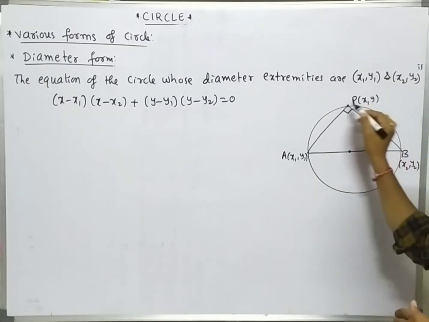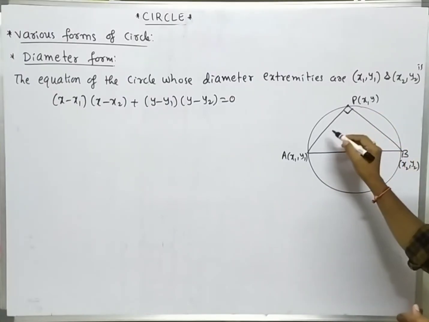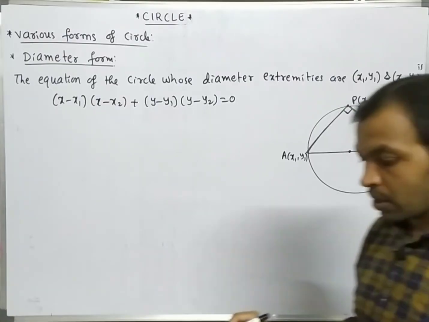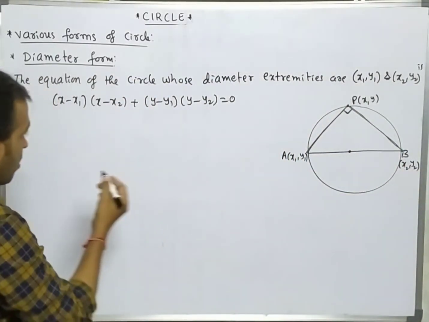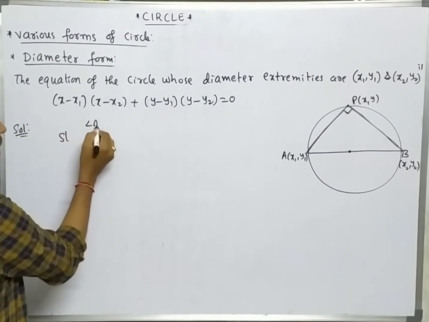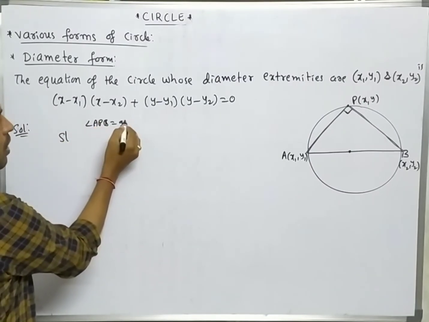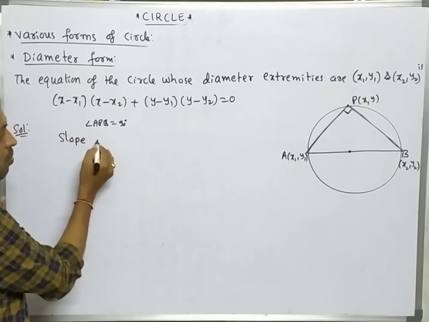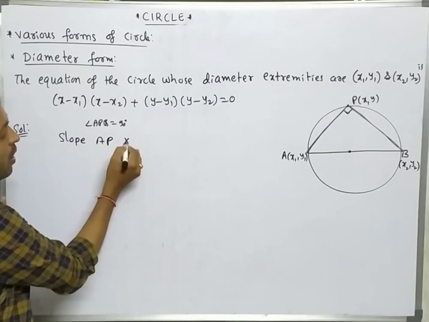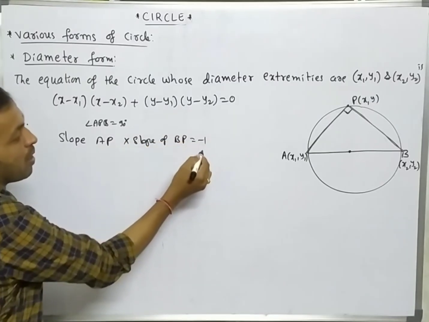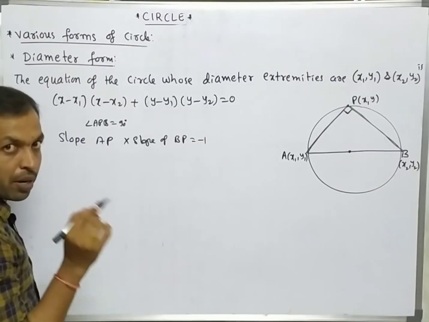So then this is the semicircle. So angle in a semicircle is 90 degrees. So here the observation is AP is perpendicular to BP. So here angle APB is equal to 90, right? As angle in a semicircle is 90 degrees. So then the product of the slope of AP into slope of BP is equal to minus 1, as they are mutually perpendicular to each other.